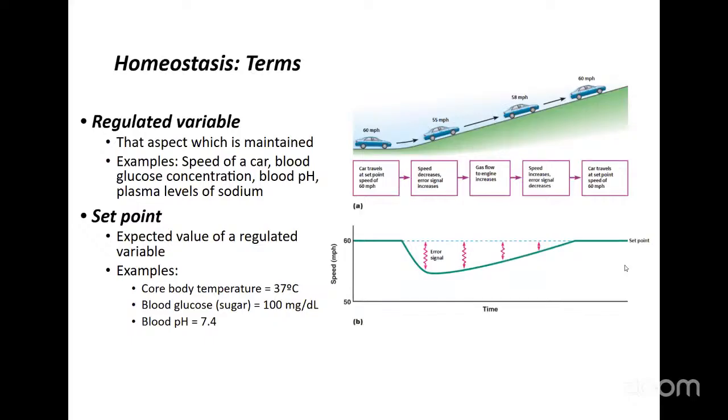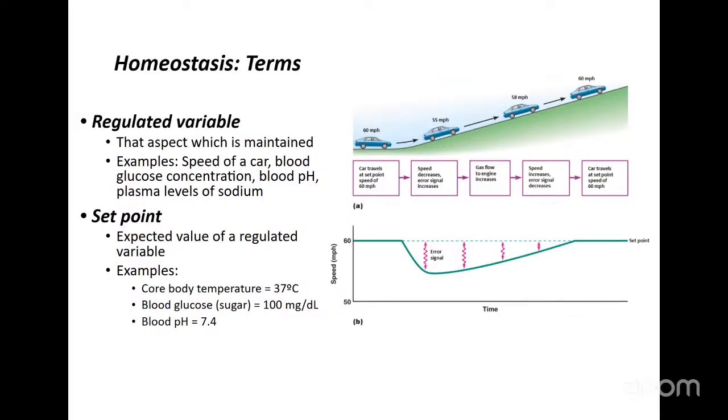Okay. So here we have that defined in terms of real life. Our regulated variable is the thing that we're maintaining. Speed of car. Something we didn't mention in some of the previous examples is your blood glucose. How much sugar there is in your blood is another regulated variable for homeostasis. This is why diabetes is a problem, the inability to regulate the glucose concentration. We're going to keep blood pH and plasma levels of sodium all consistent. Those are all examples of regulated variables.